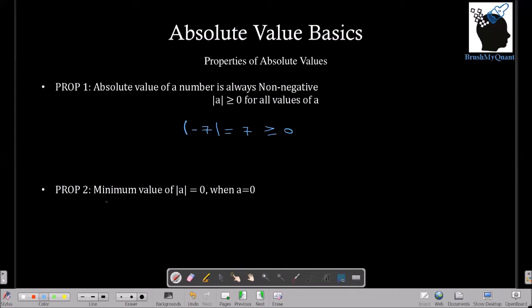Second property: the minimum value of the absolute value of a number is 0 only when the number itself is 0. That means if it is given to you that mod of x is equal to 0, this means that x itself is 0.